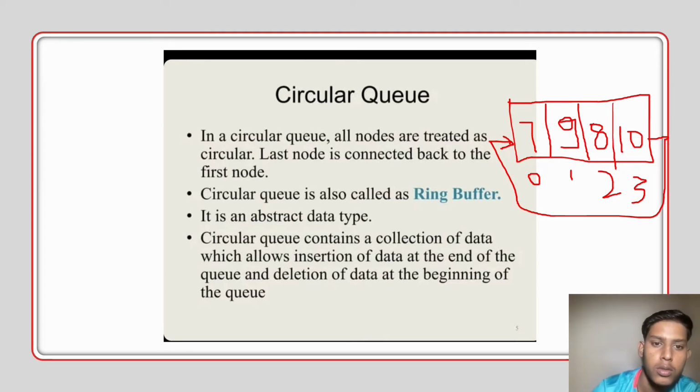Circular queues are also called ring buffers. It is an abstract data type. A circular queue contains a collection of data, allows insertion of data at the end of the queue and deletion of data from the beginning of the queue. This means deletion of the data from the front side and insertion of the data from the rear side.